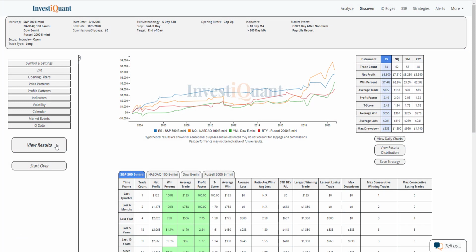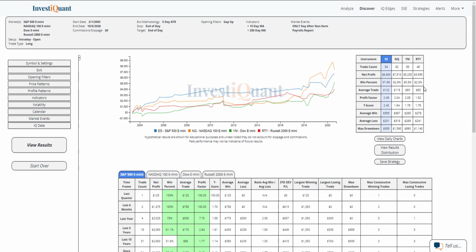So these are the results of going long at 9:30 a.m. Eastern Time, exiting at the close, which is 4:15 p.m. Eastern Time, when opening above the prior day closing price on the day after non-farm payrolls report and above a 10 and 200-day moving average. So historically, we've got 54 samples in the S&P dating back to 2003, the NASDAQ 62 samples, the Dow 58 samples, and the Russell 48 samples.